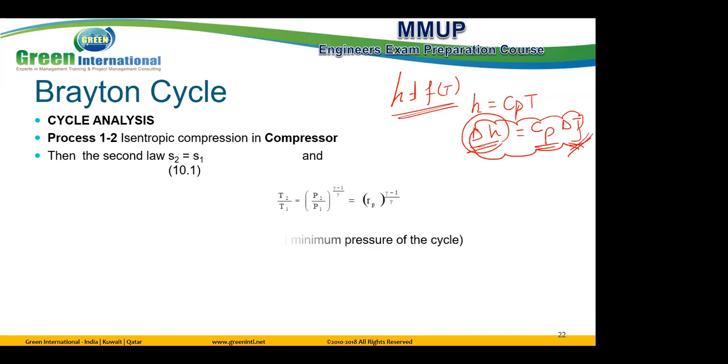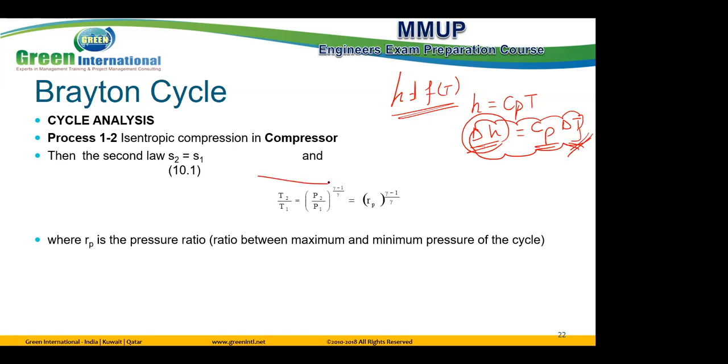What is the important equation? This one is a very, very important equation. T2 by T1 is equal to P2 by P1 to the power gamma minus 1 over gamma. This comes from the equation PV to the power gamma equals constant. But here, for this process, V is constant, so we will use this one: T2 over T1 equals P2 over P1 to the power gamma minus 1 over gamma. And gamma is 1.4 for air, if you remember.